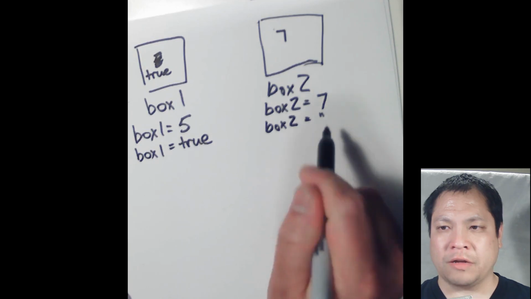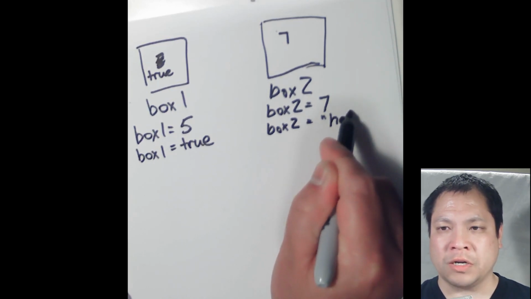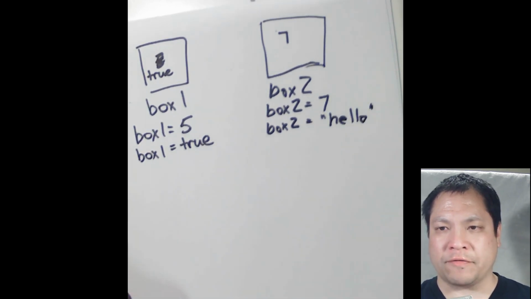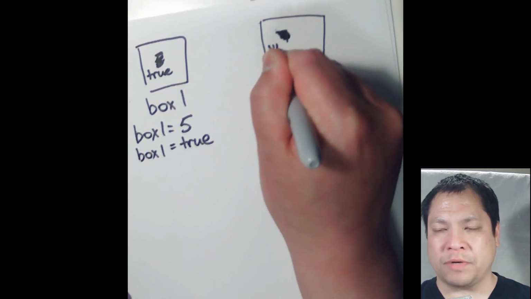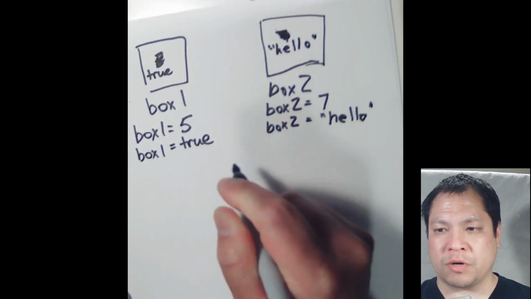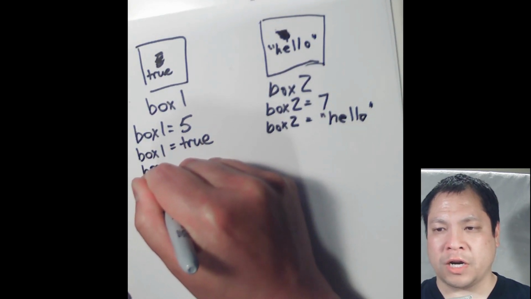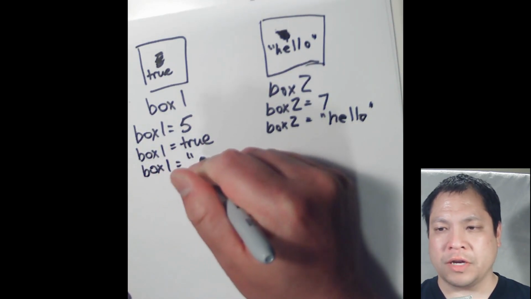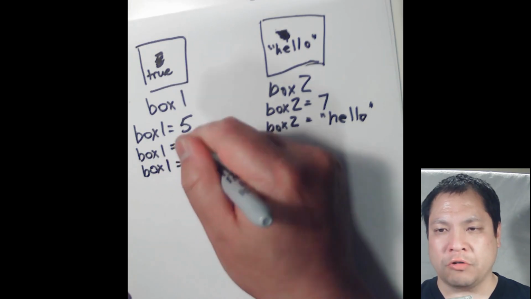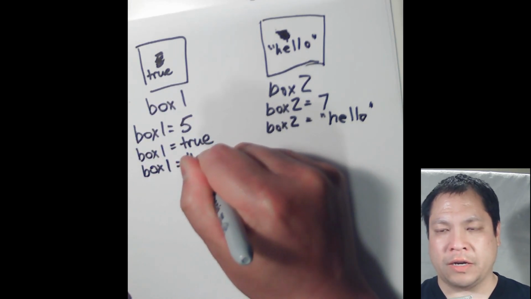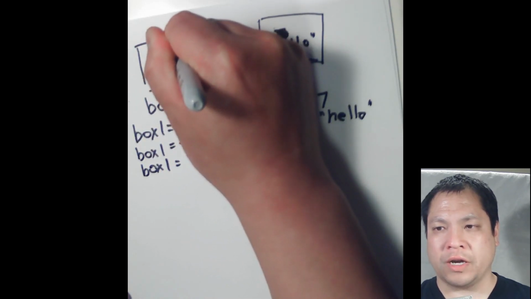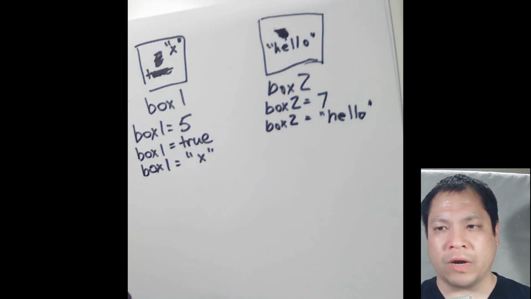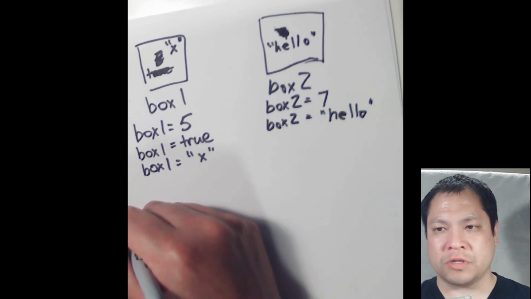And so there was a 5 in there for box 1, and I write another line of code that says box 1 equals true, and all of a sudden the 5 gets wiped out and the true is in there. Same with box 2. All of a sudden, I write box 2 equals hello, and so the 7 is wiped out, and the hello goes in there. And in box 1, I'll write something else, say X in quotation marks, and whatever was in there is wiped out, and the new thing, in this case X in quotation marks, goes in there.